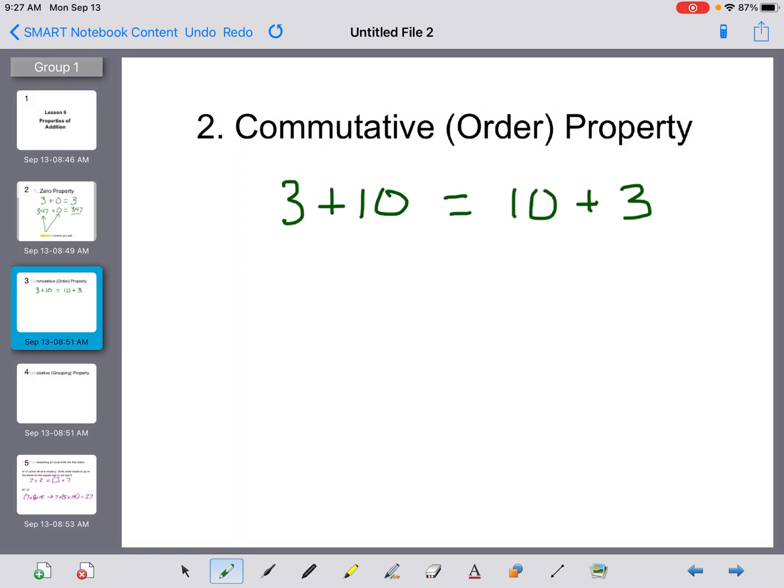I think we know and we can agree that if you do 3 plus 10, the answer is going to be 13. But if you start with the 10 instead, so you switch the order of those addends, switch the order of those numbers, and do 10 plus 3, the answer is going to be 13, right? 3 plus 10 gets us a 13, 10 plus 3 gets us a 13. So all the commutative or order property is saying is that you can switch around the order of the numbers that you are adding, and it's not going to make a difference to your final result or your final sum.